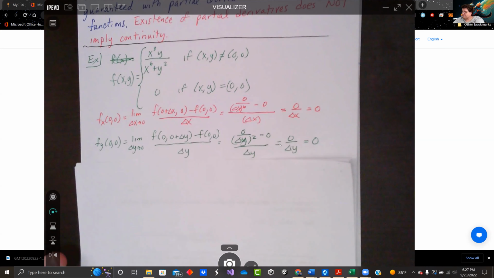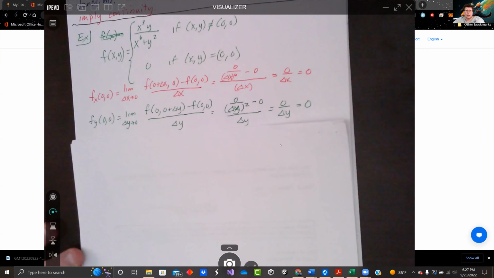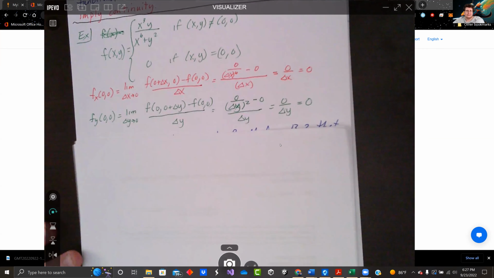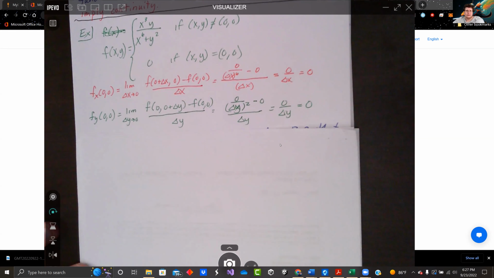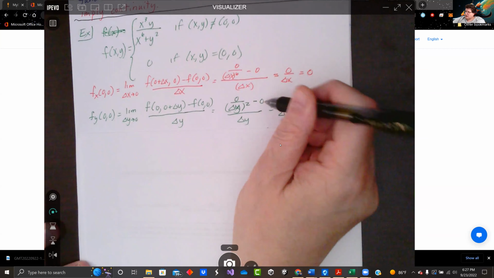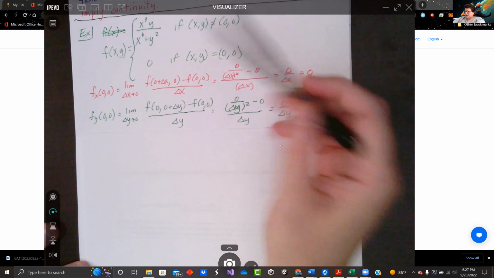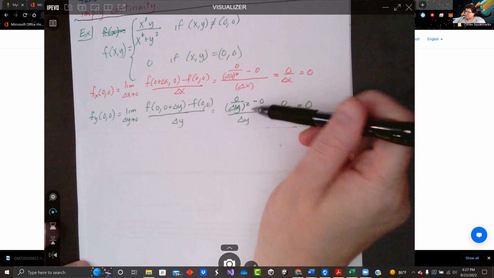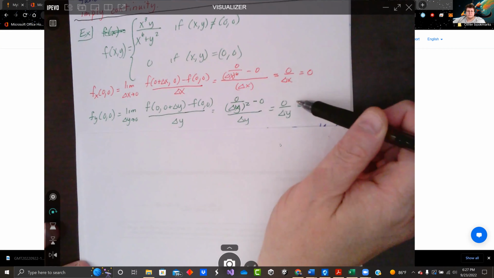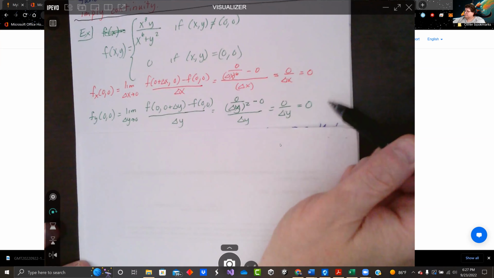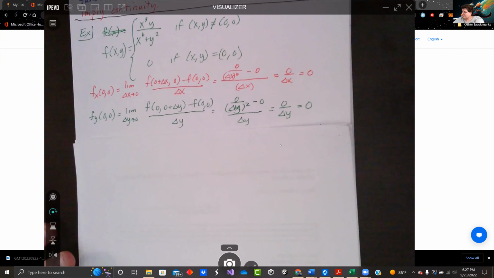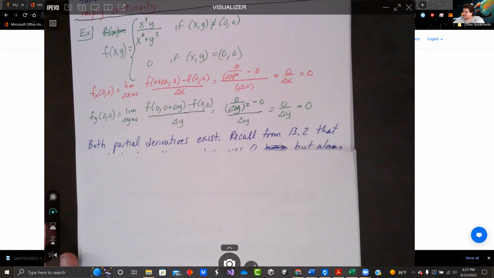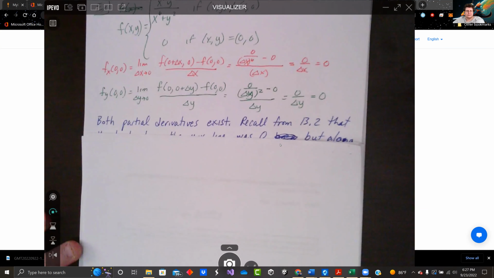If we do the same for the partial with respect to y, doing the limit as delta y goes to 0, same idea. F of 0, 0 is 0. We plug in x equals 0. So the top is 0. The bottom is delta y squared. Then we have our delta y on bottom. This just ends up being 0 over delta y, which is 0. Anything 0 divided by anything is 0. So both partial derivatives did exist.